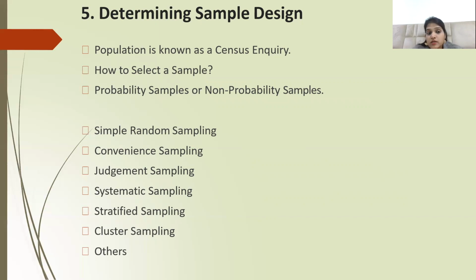So there are two ways you can collect the sample, probability samples or non-probability samples. Some of the ways are simple random sampling, convenient sampling, judgment sampling, systematic sampling, stratified and cluster sampling.